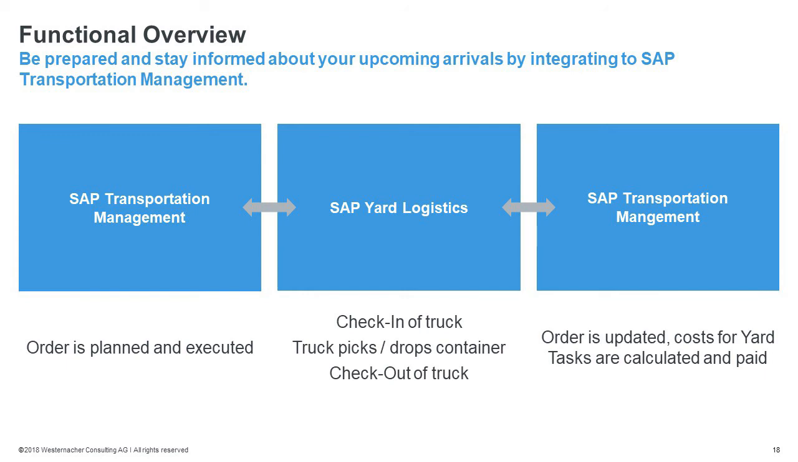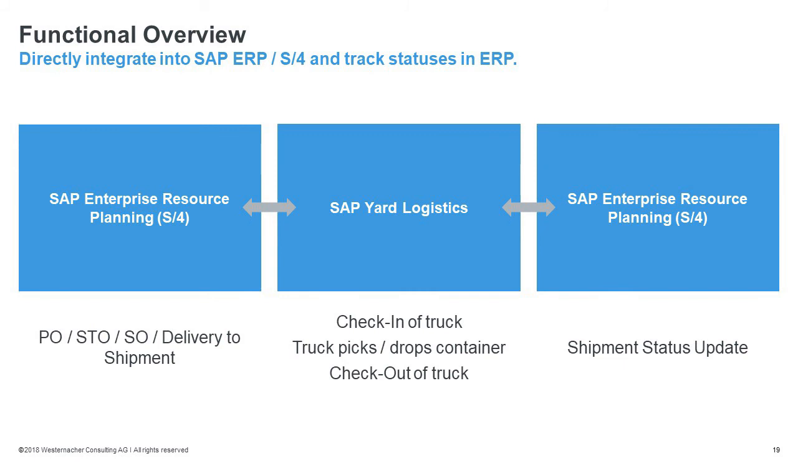Then we also have an integration with SAP ERP or the S4 world. So we're starting on the left side with the purchase order, with stock transfer order, with sales order or delivery. And this is then planned to a shipment. And this shipment is then integrated into SAP Yard Logistics via an IDOC integration. And with that, we know what is actually going on the yard, what needs to be done.